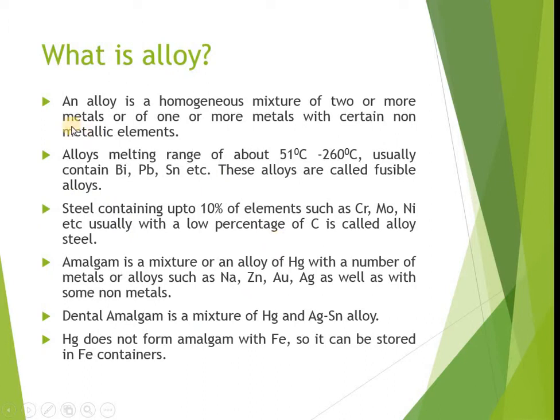What is an alloy? An alloy is a homogeneous mixture of two or more metals, or of one or more metals with certain non-metallic elements sometimes. Alloys with a melting range of about 51 degrees Celsius to 260 degrees Celsius usually contain bismuth, lead and tin, and such alloys are called fusible alloys. Fusible means it can be molten very easily.